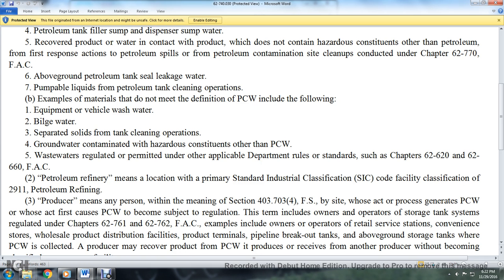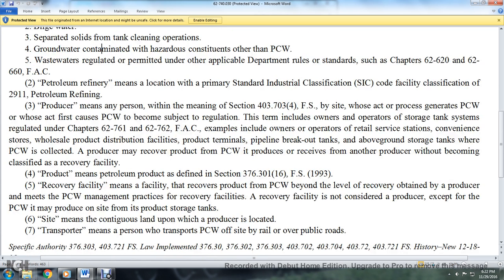The producer may recover product from the petroleum contact water produced or received from another petroleum producer without becoming classified as a recovery facility. All right. Product means the petroleum product defined in Section 376.301(16), Florida Statutes, 1993. Recovery facility means a facility recovering product from petroleum contact water beyond the level of recovery obtained by the producer's petroleum contact water management practice. The recovery facility is not considered the producer except for the petroleum contact water it produces on the site with product storage tanks.